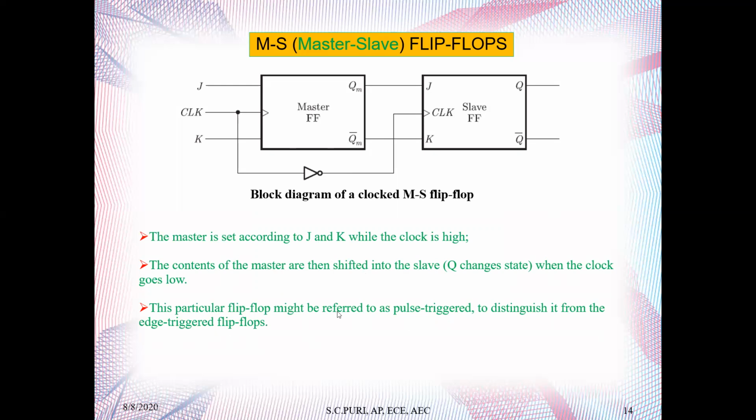Now what does it mean? Let us discuss this. Suppose this is a positive edge triggered flip-flop. So when there will be a 1 over here, the JK will be excited and you will get something here, depending on what you put at J and K. So you will get the output here.